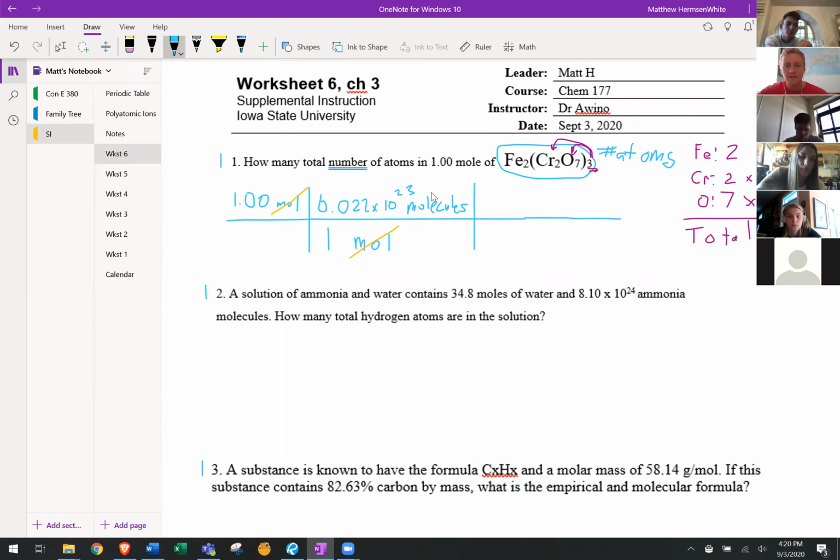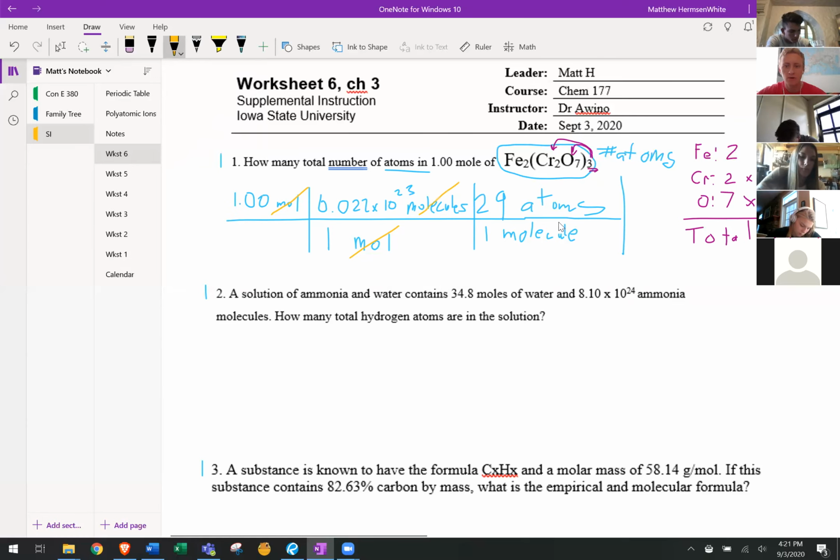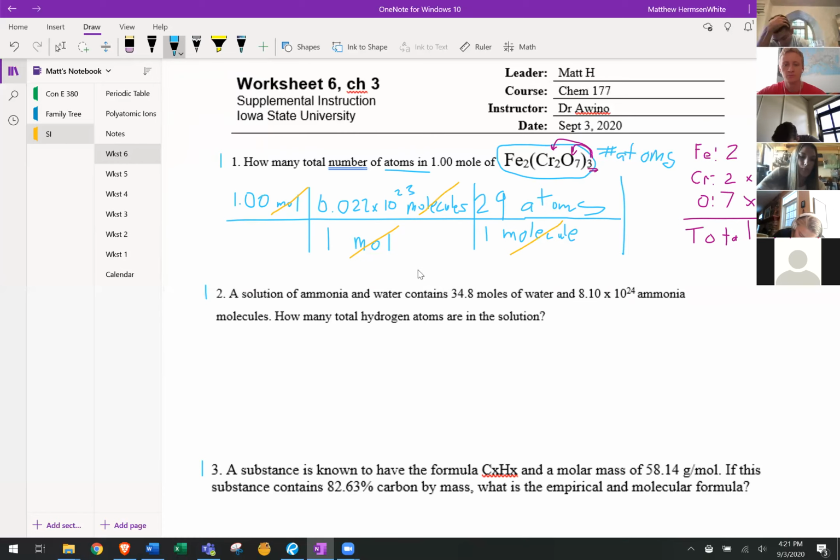Okay, so now we have molecules of iron dichromate, but the problem asks for atoms. So again, let's put molecules on the bottom so that it cancels on top. So 1 molecule has how many atoms? Well, we just found how many atoms are in each molecule. It'd be 29 atoms. So now our units of molecules will cancel, 1 on top, 1 on bottom. And our final unit is atoms. When your final unit is what you're desiring to find, that's when you know you're done.